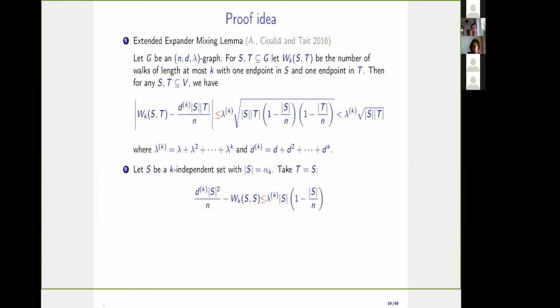And in the expander mixing lemma, you are looking at the density of edges between two sets in your graph, S and T. So we consider that one of these vertex subsets is just a k-independent set. And then in the case of equality, we get the almost bound we need, right? Okay, so this is the idea of the second proof, of the second bound.